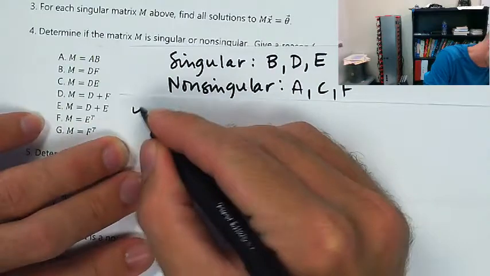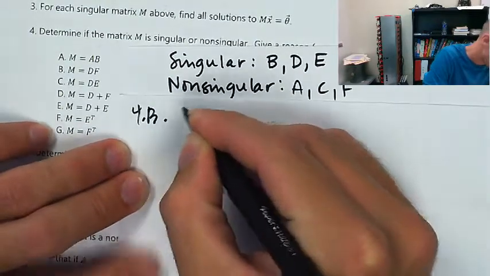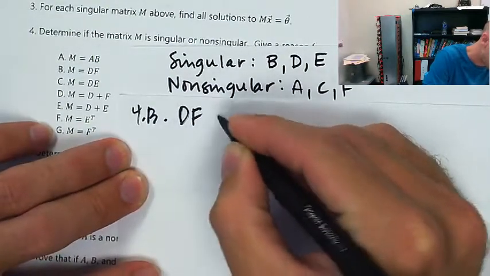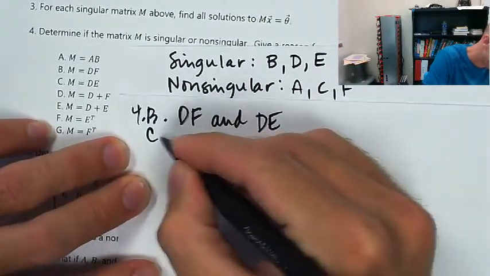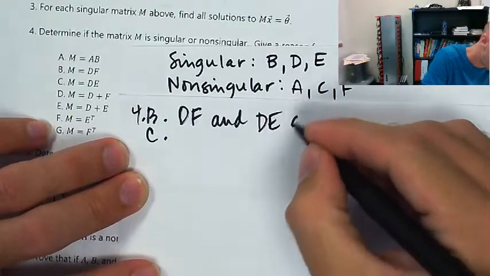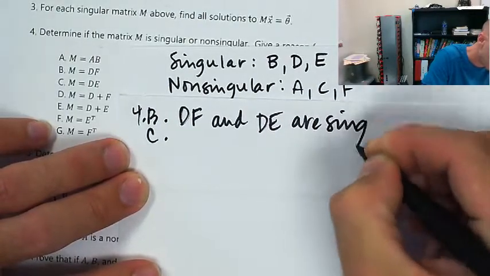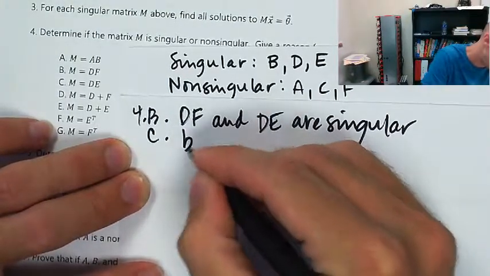For B, okay, DF and DE both are singular because D is singular.